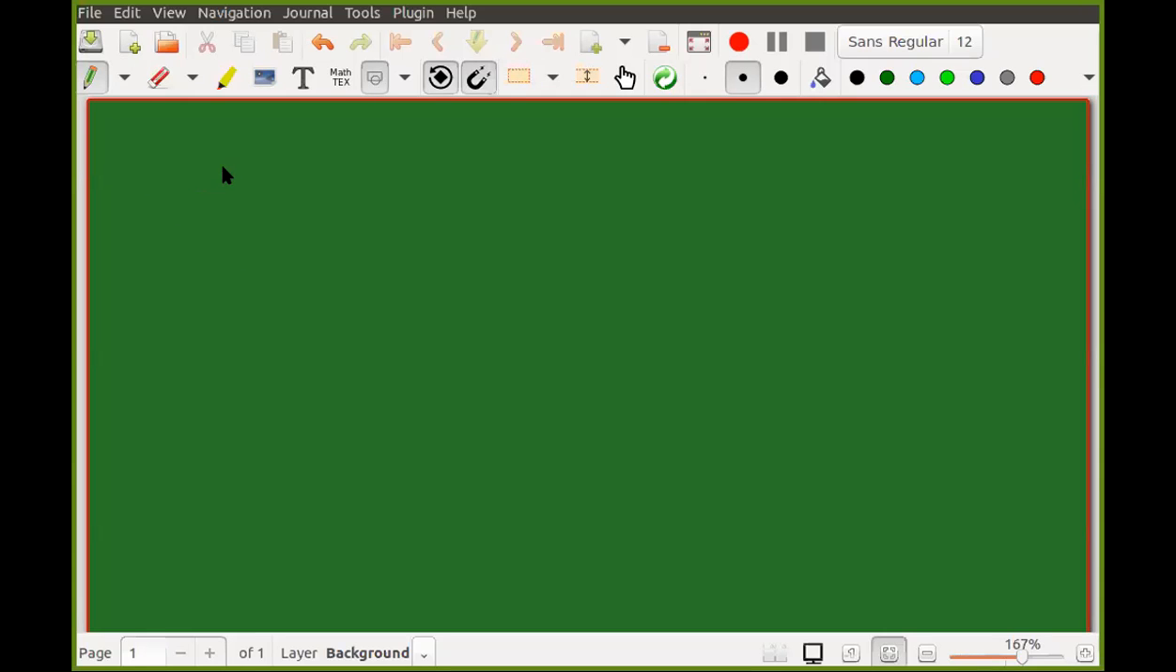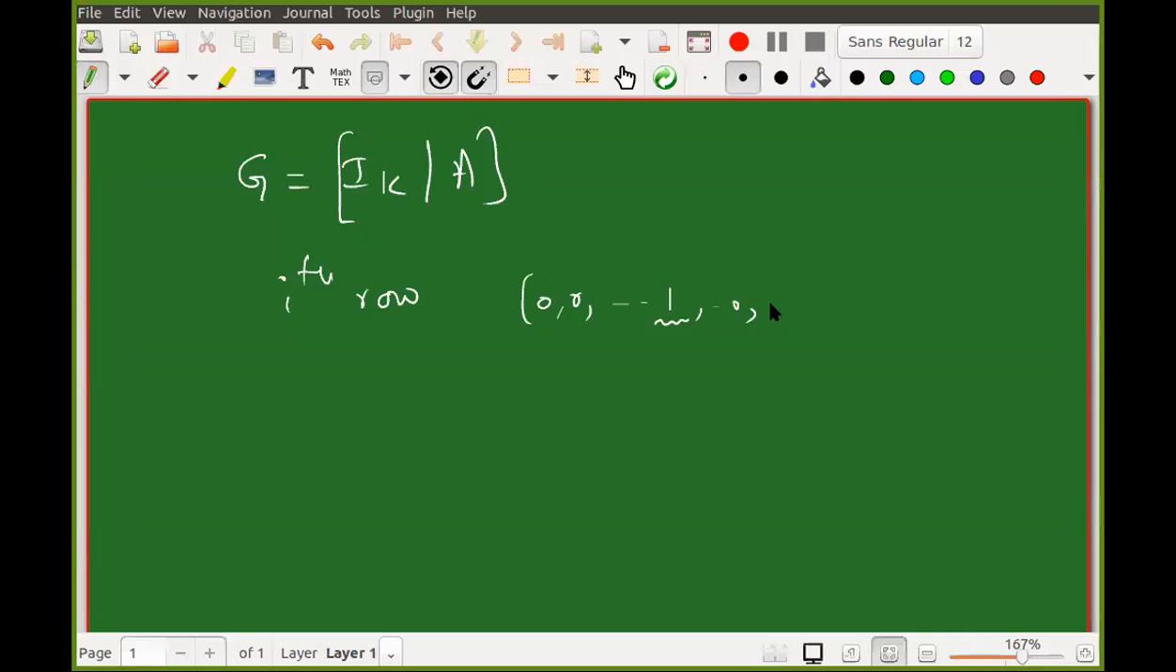Now what is the ith row? G is equal to I_k followed by A, right? How does the ith row look? It is 0, 0, and so on, then 1 at the ith place and 0s, then what are the elements here? A_i,k+1, very good, and so on up to A_i,n. Very good. So this is the ith row.